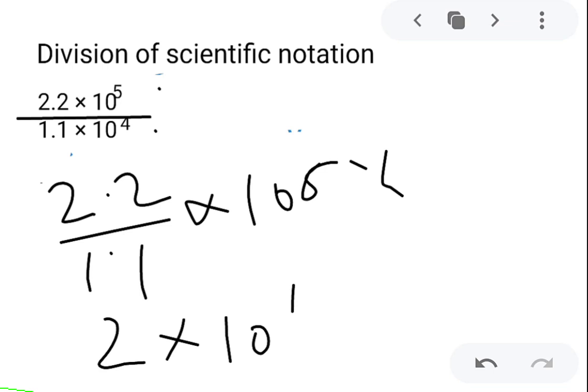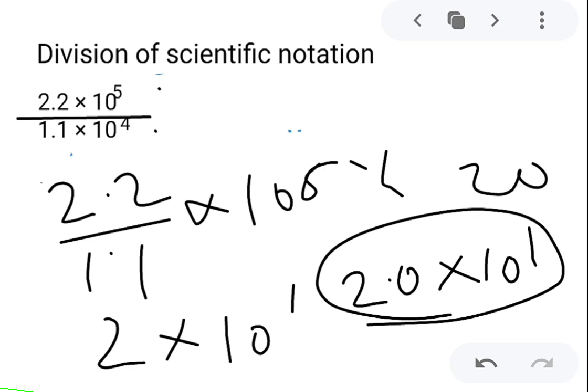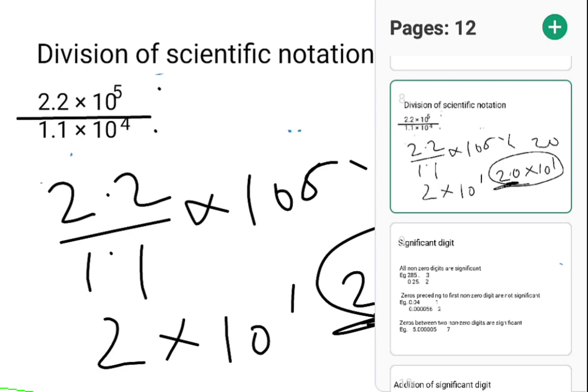Clear? It is already in scientific form. Why? Because I am having 2.0 into 10 raised to 1. Complete. You should not write 20 over here. Why is it so? Because according to scientific notation I want it in this form.